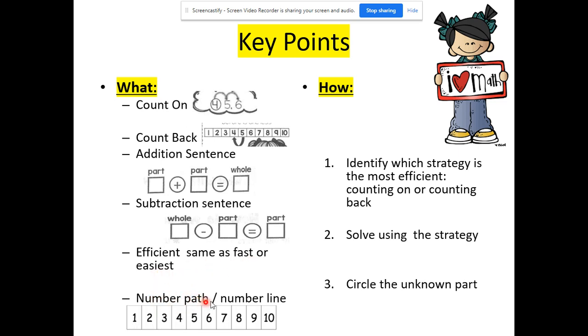And last, we need to know what a number path looks like, which is something like this, the one that we've been using for last week's lesson and today's lesson. We're going to be using our number path. So make sure you have a number path with you, which can be found in your book on page 183. Or you can also use a number line also found in your math toolbox kit for your Eureka supplements. You could use the number lines provided.